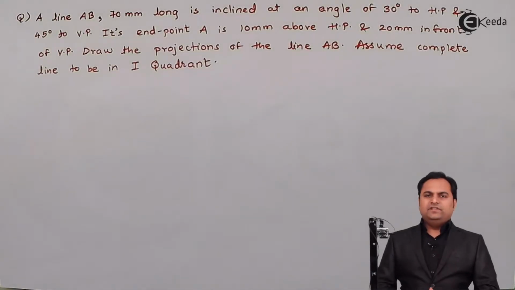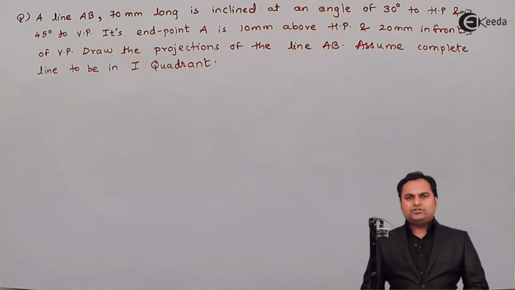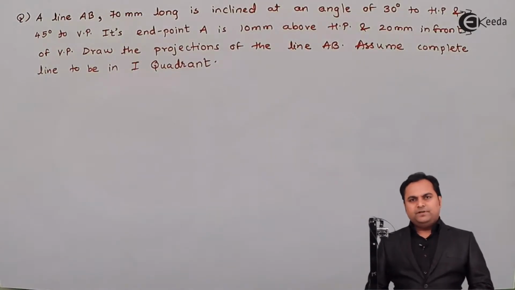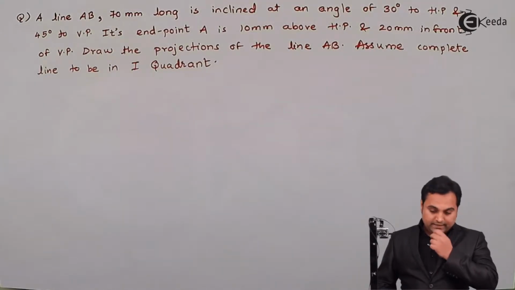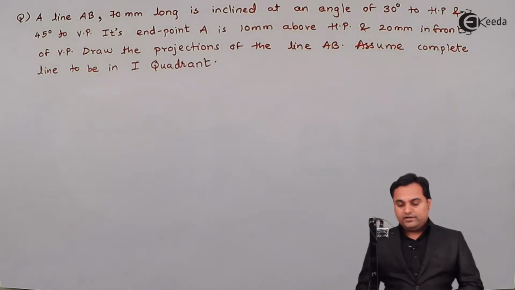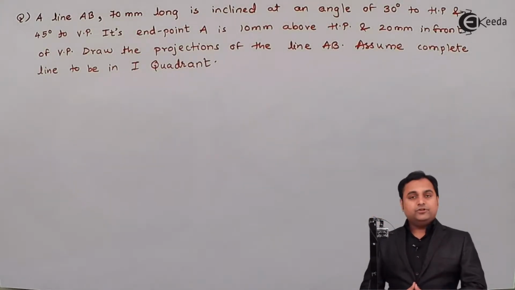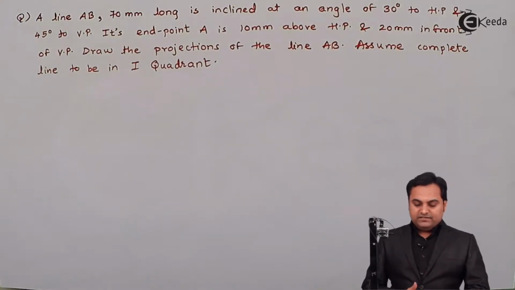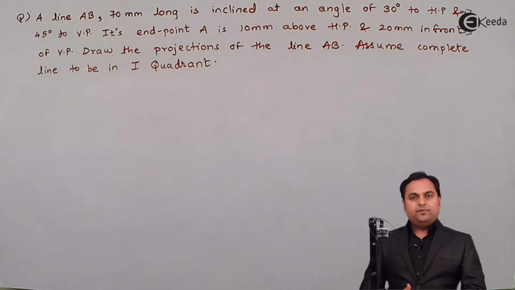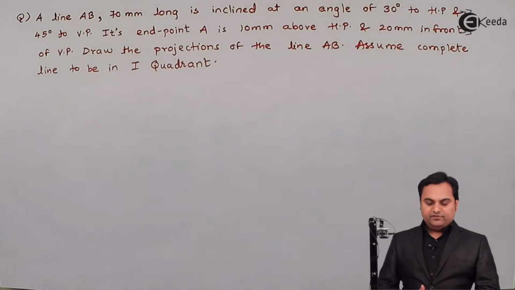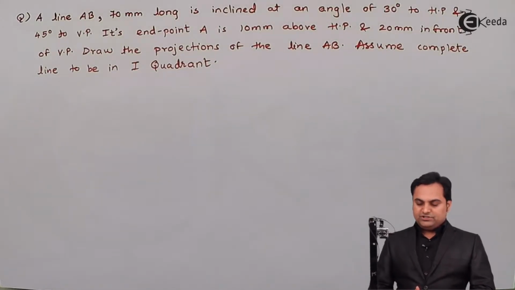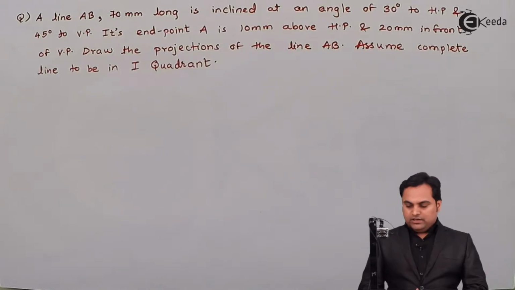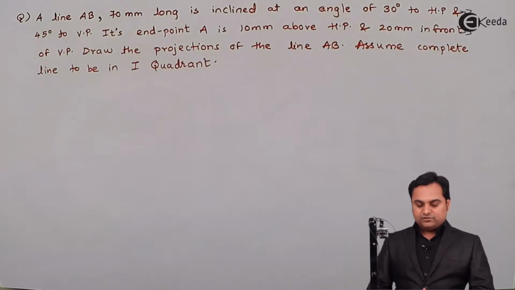Students, here in this video we'll see a problem on projection of lines inclined to both the planes. The question is, a line AB 70 mm long is inclined at an angle of 30 degree to HP and 45 degree to VP. Its endpoint A is 10 mm above HP and 20 mm in front of VP. Draw the projections of the line AB. Assume complete line to be in the first quadrant. Now this is the question in front of us.